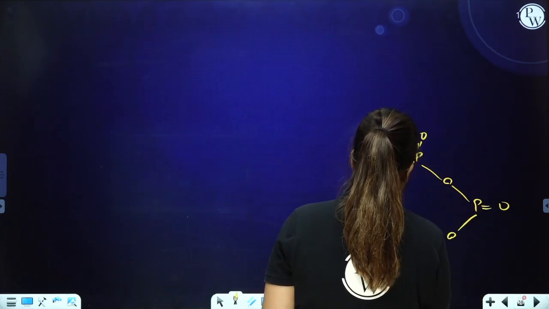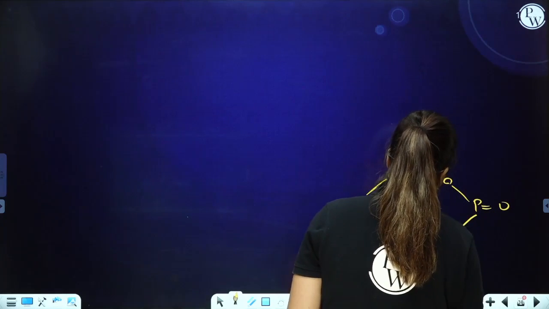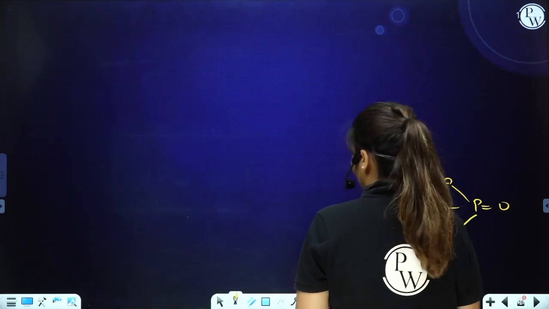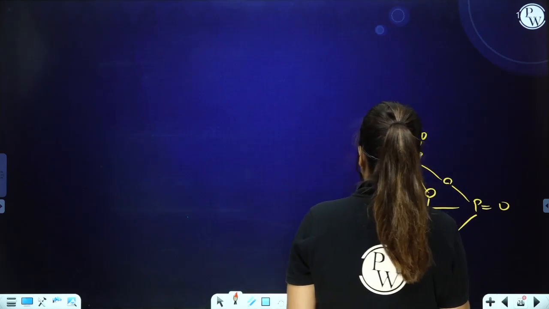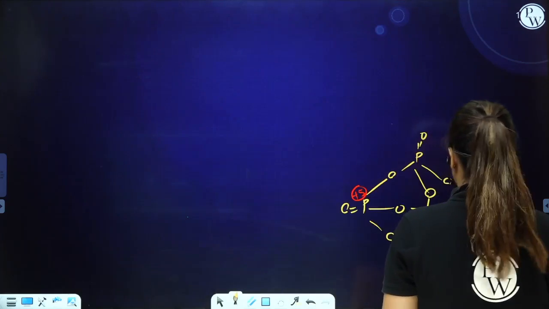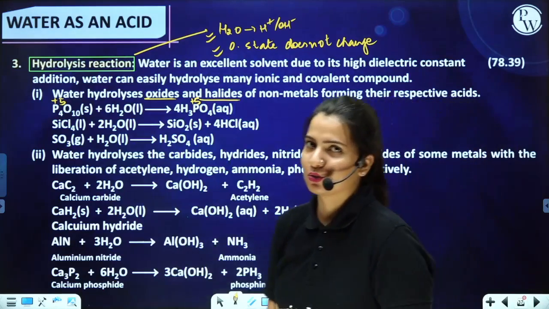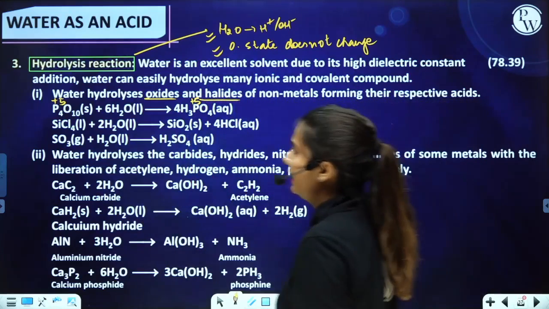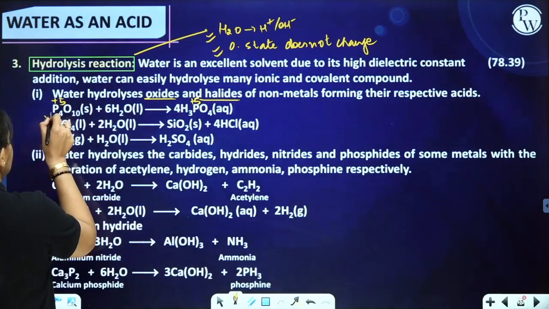If you do not know the structure of P4O10, you should know this structure, where the oxidation state of phosphorus is +5. So the P4O10 structure you should know for the oxidation state. Okay. Now SiCl4, the silicon is having oxidation state +4.